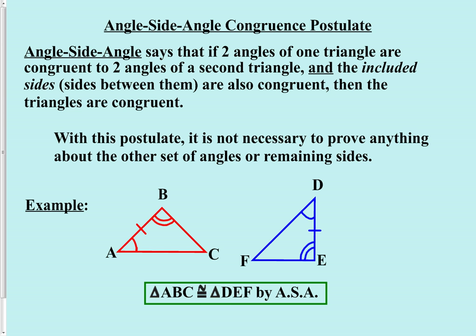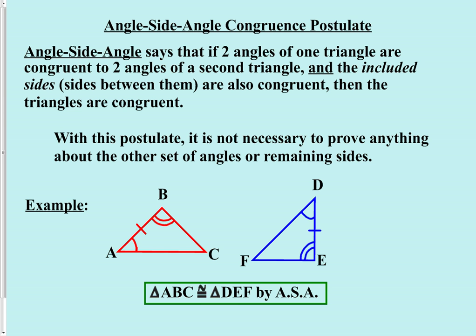Okay, so it says if two angles of one triangle are congruent to two angles of a second triangle, and the included sides, meaning the sides that are in between those two sets of angles, are also congruent, then your triangles are congruent. So in this case, you do not need to know about the third set of angles, and you do not need to know anything about the other two sets of sides.